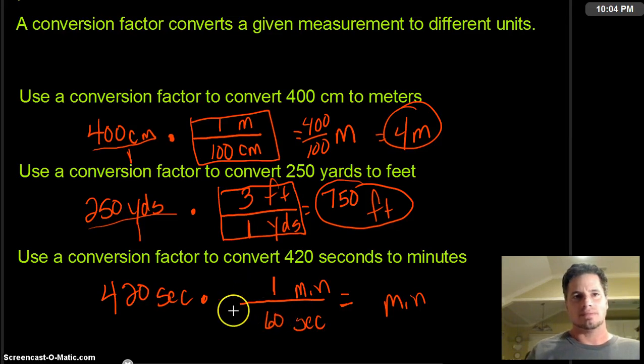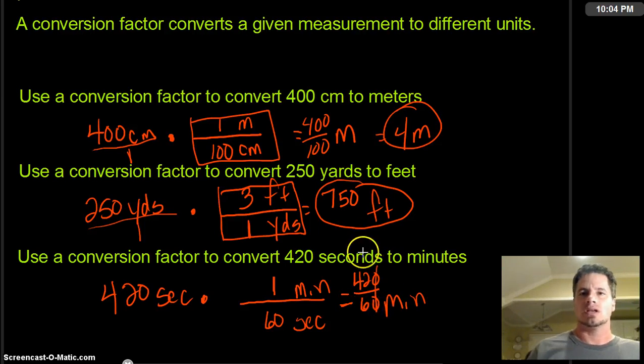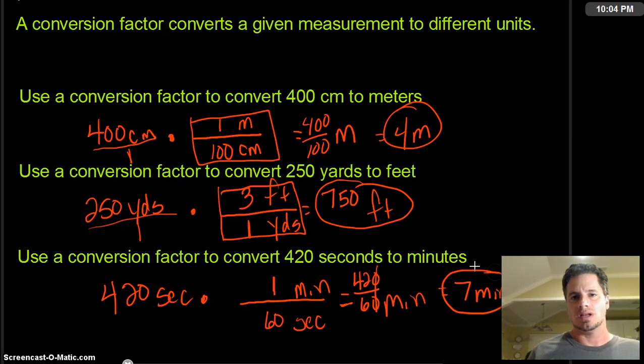Well, doing that, I'm starting out with 420 seconds. Okay, I'm going to minutes. So I multiply the tops together, I get 420, over 60. Then I can just reduce this. 60 goes into 420. Well, it's the same as 6 going into 42. 6 times 7 is 42, so that equals 7 minutes. And that is using conversion factors to go from one unit of measure to the other.